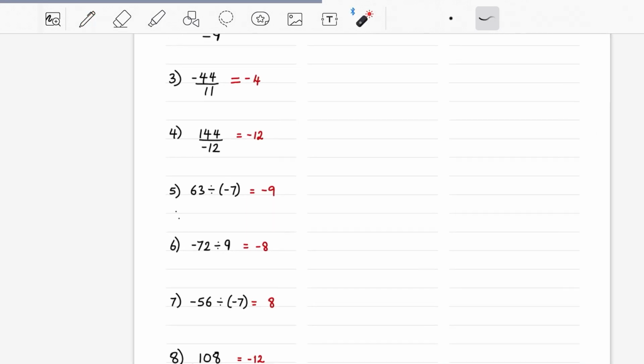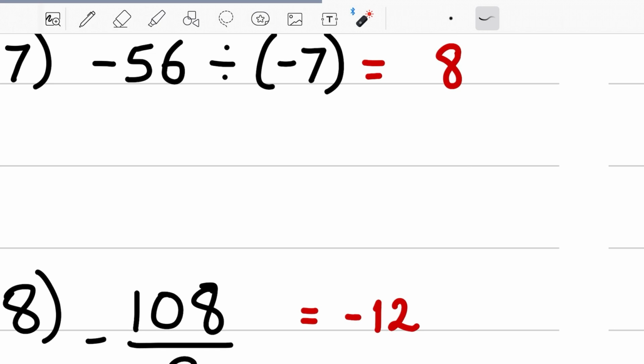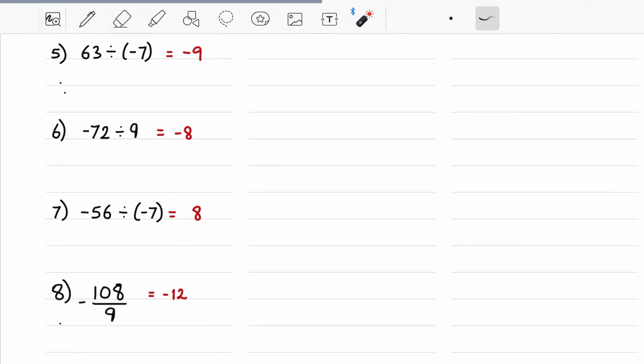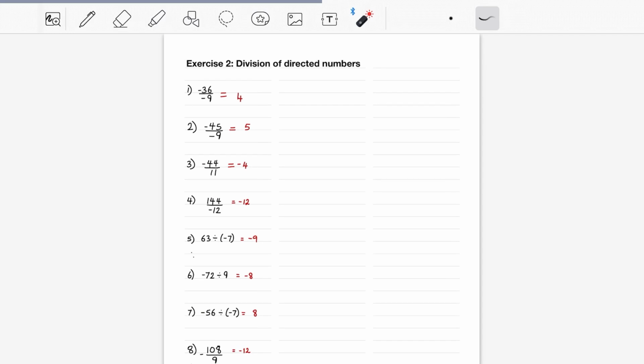Now, just to point out for question 8, this negative sign here is in the middle of our fraction, right? So what we can do is evaluate 108 divided by 9, which was 12, okay? And then we just leave the negative sign where it is. So your answer is -12. Right, so these are your answers for exercise 2. And that would bring us to the end of arithmetic with directed numbers.